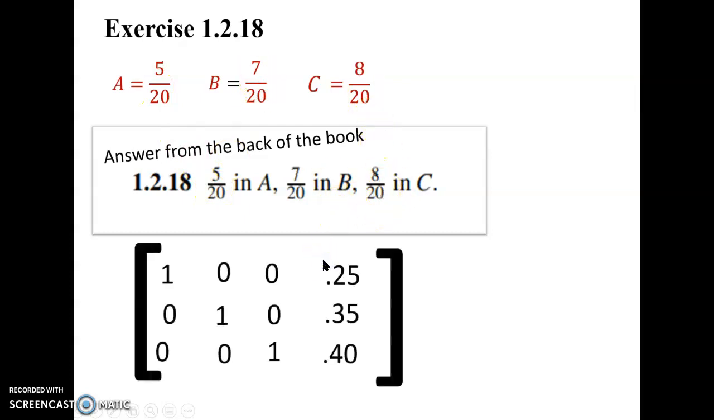Oh, it was doable. And in the next video, I'm going to show you why this matrix right here, with the 1s and the 0s, actually gives you the same answer.